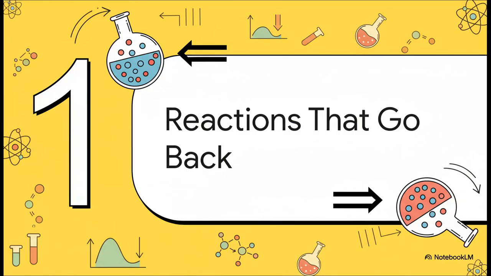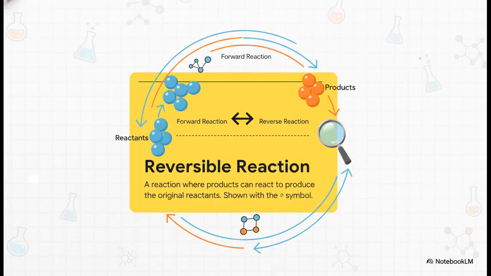Okay, let's start at the very beginning. What on earth does it mean for a reaction to be reversible? So here's the core definition you need. A reversible reaction is one where the products can actually react with each other to remake the original reactants. And because of this, we can't use a normal arrow. Instead, we use this special double-headed arrow symbol. It's a huge clue that the reaction is a two-way street.